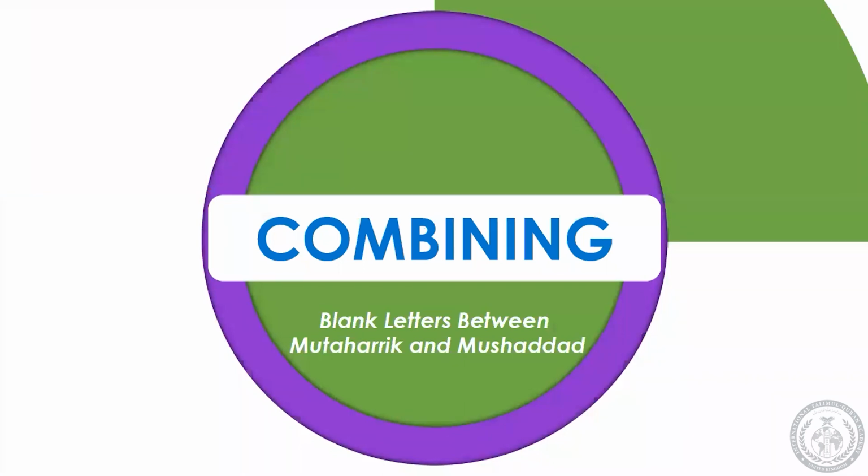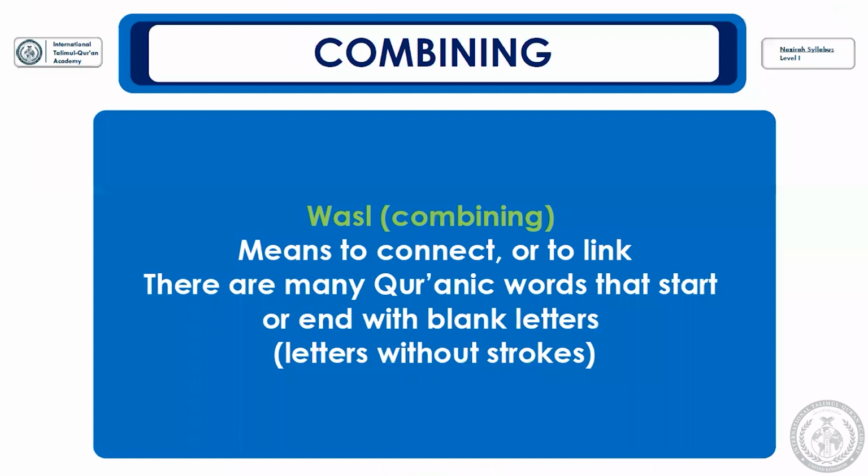And the next rule that we're going to look at is combining. And that's when blank letters come in between mutaharrik and mushaddad letters. In Arabic, we can also call it wasl. It means the same thing in English. So wasl or combining, and it basically means to connect or to link letters.